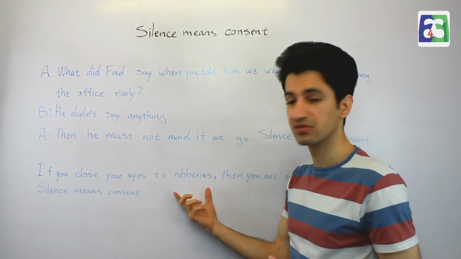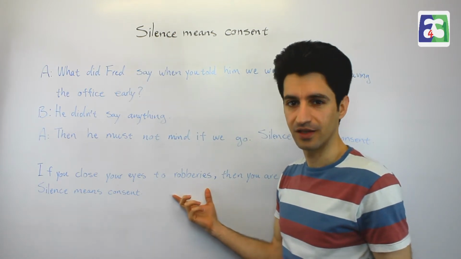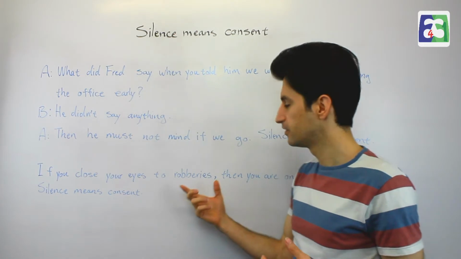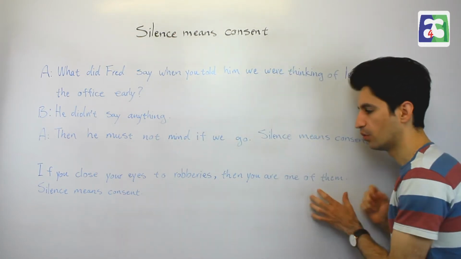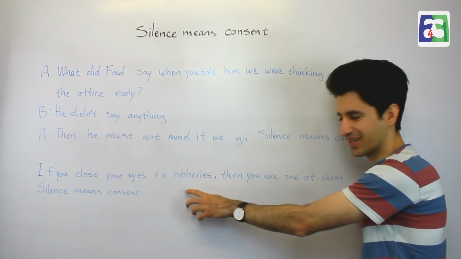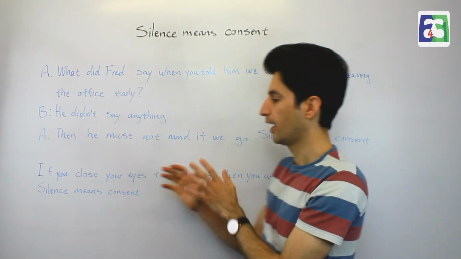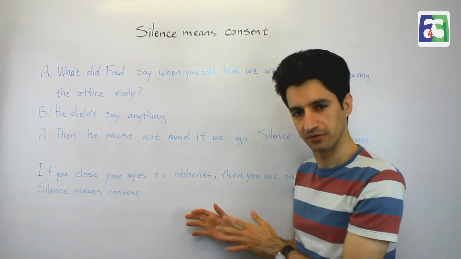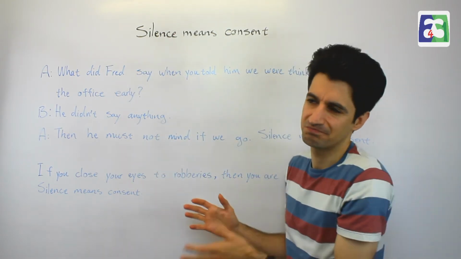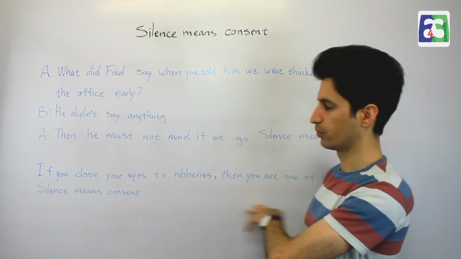You pretend that you haven't heard that. You do not know that. Then you are one of them. Who? The robbers. Okay? So you are one of them. You are one of those people because you help them do what they are doing in a way. So then that's why the person says you are one of them.